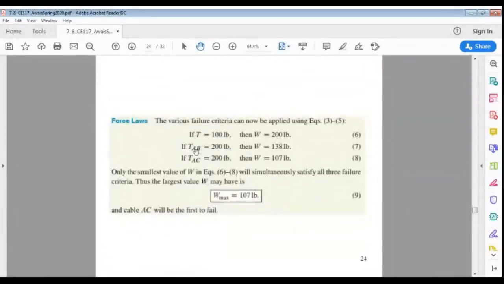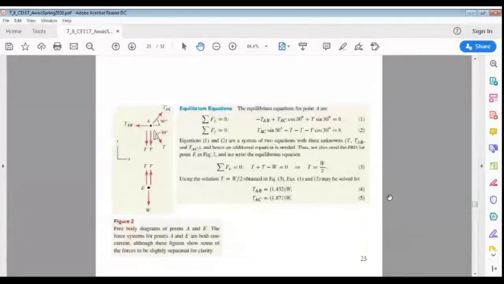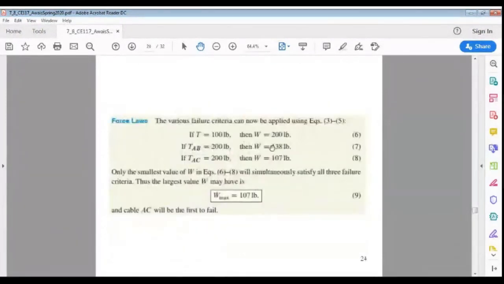Then put TAB equals 200 pounds in equation number four and find out the value of W, which comes out to be 138 pounds. Then put the maximum load of TAC in equation number five and find out the value of W. And W comes out to be 107 pounds.